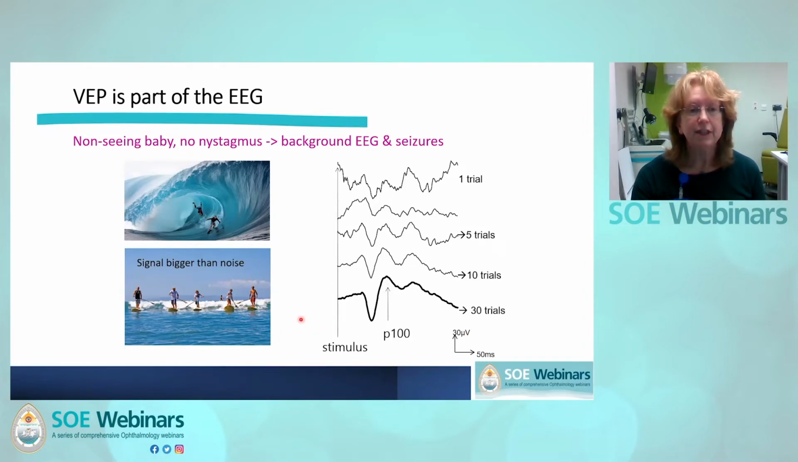So as an analogy, these paddle boards are the VEP or visual signal, and we can detect them, and the child can detect them if the background wave, EEG, is low. If, however, we have a large background activity or seizure activity, the child will be behaviorally blind because they will not be able to use the signal, nor may we get a pattern VEP.